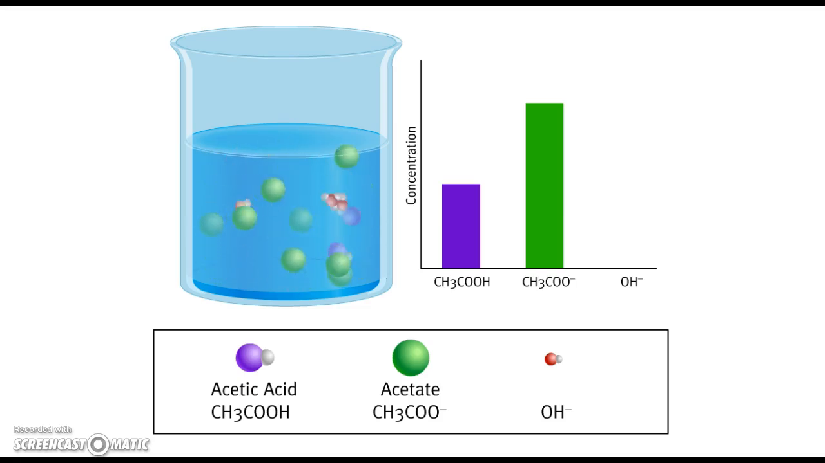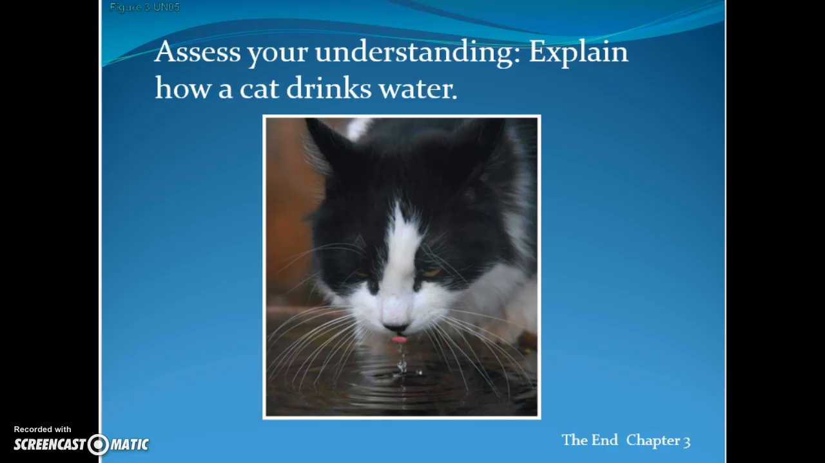Finally, the last thing I want to do is have you see if you can explain, using the properties of water, this final picture. To assess your understanding of how water's properties actually help life occur on Earth, see if you can explain how a cat drinks water. If you've ever seen a cat drink water, you can start to take apart what's going on using some of the properties of water.